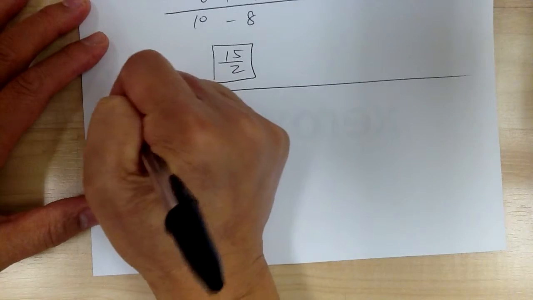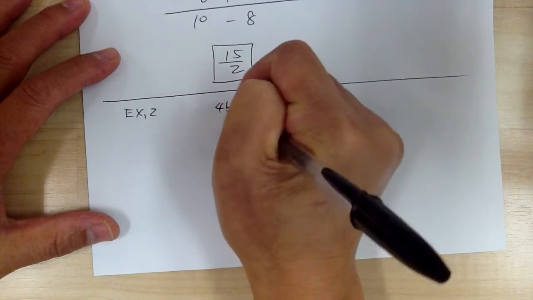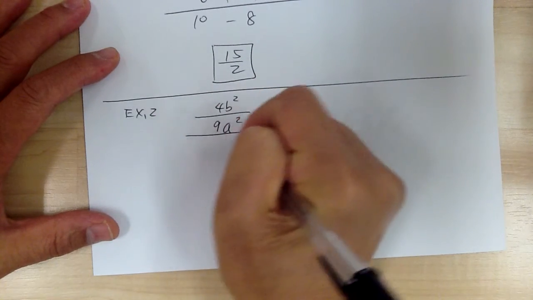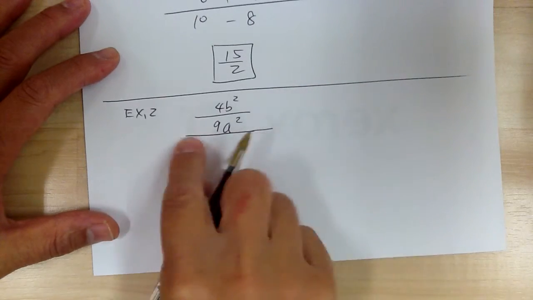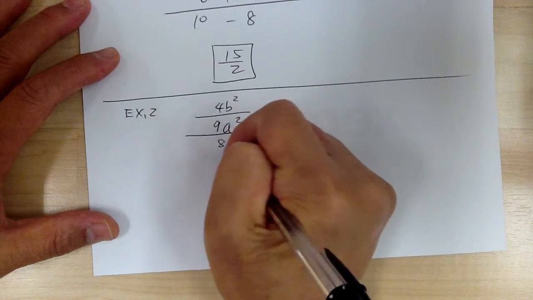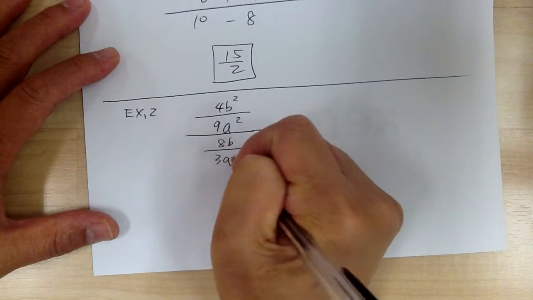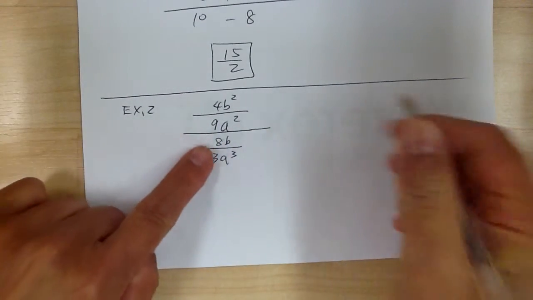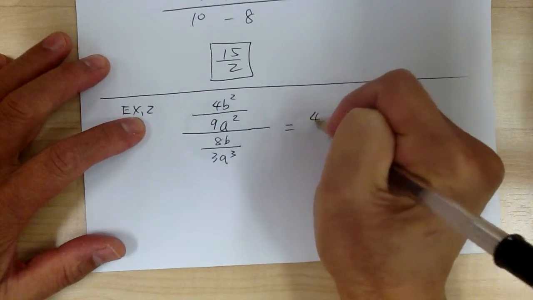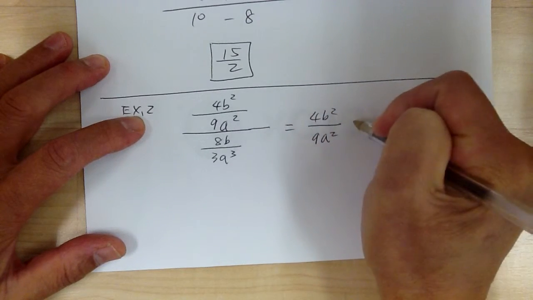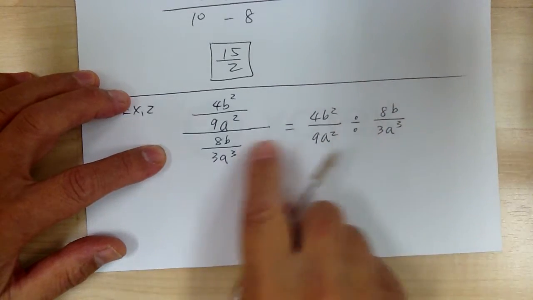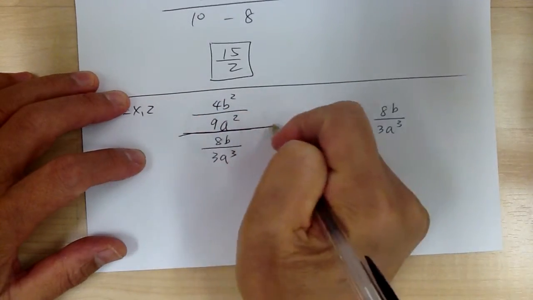Now let's go to example 2. You have 4b squared over 9a squared over. Notice this line is a little bit bigger or longer or a little bit thicker. So that's your main fraction bar. Now, this means division. So this means you have the top fraction divided by the bottom fraction. So this is what it means. Okay, so again, this means this, right? Again, this long division bar means this.